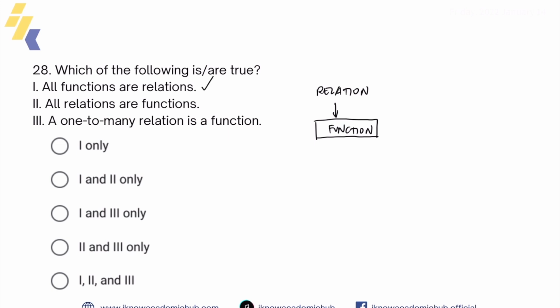Okay? So, all functions are relations, that's check. Pero not all relations are functions. Bakit? Ano yung function? That's only one-to-one and many-to-one relations. Okay? So, a one-to-many relation is a function, that's not. That's just a mere relation. So, in this question, the answer is one only is true.